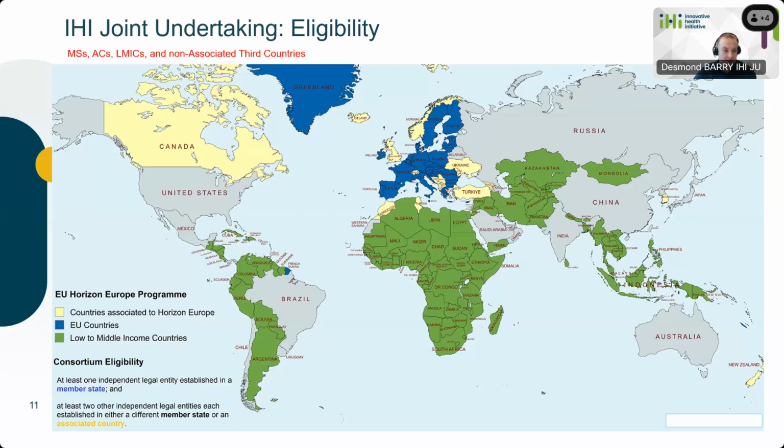So as you'll see on the bottom left-hand side here, we've just put in another reminder for the consortium eligibility, and it's color-coded as well to make it easier. One legal entity from one member state, that's blue, and then at least 2 other independent legal entities established in either a different member state or an associated country. The associated countries are yellow. And just because we got questions recently, gray obviously is third countries who are not associated with Horizon Europe. They're not low middle income countries, and they're not part of the EU bloc. So they're the ones in gray.